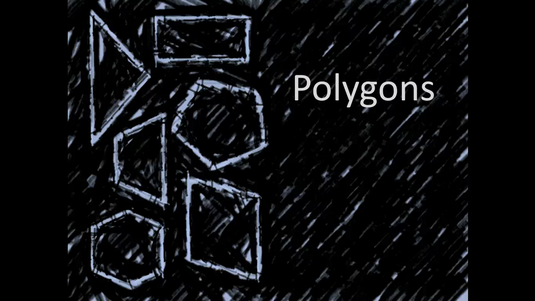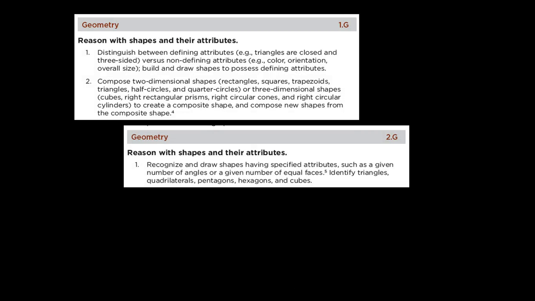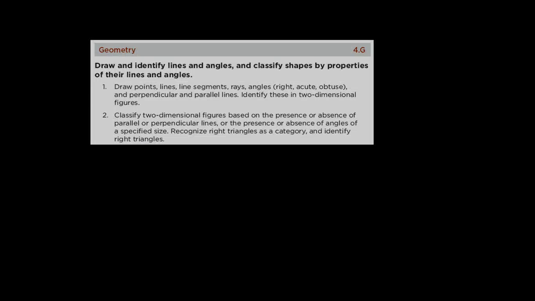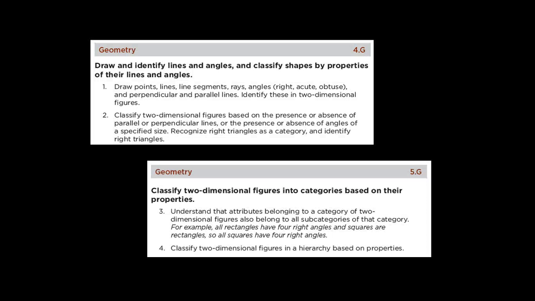We're going to start to take a look at the geometric shapes called polygons. If you look at the Common Core State Standards, you'll see that geometric shapes like polygons are mentioned all the way back in first grade. And in fact, all the way through the elementary years, polygons are addressed in the Common Core State Standards.